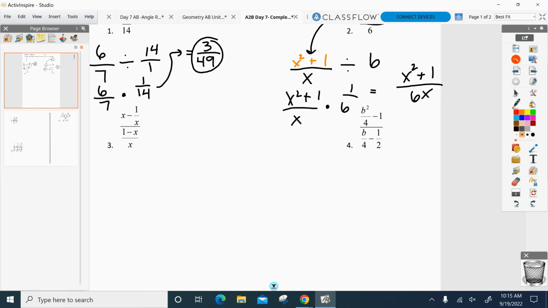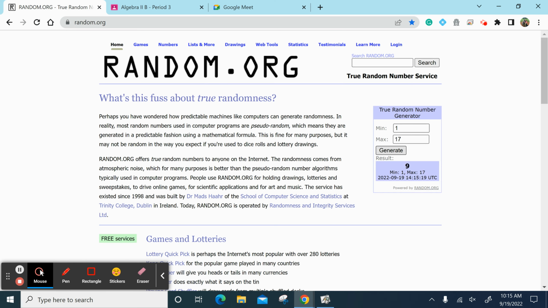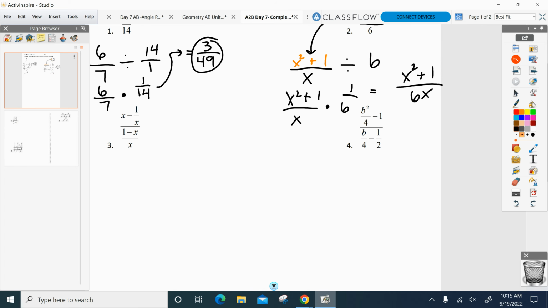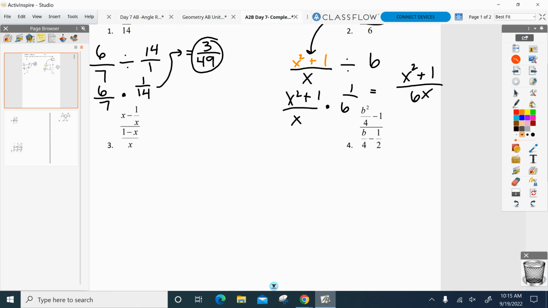Number 3, name the top of this complex fraction. What is the top of this complex fraction? 9. Great job. 1. x minus 1 over x. Great job. So you guys know I got to work on it, right? I got to combine it into 1.